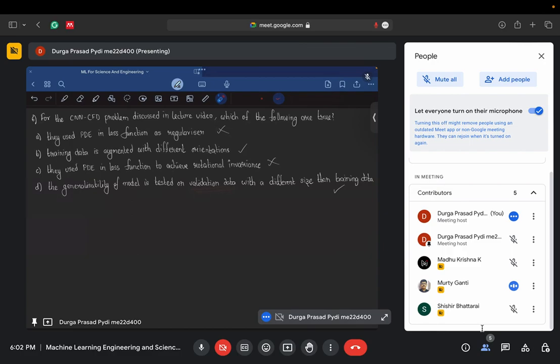Yes. Okay, so I think now you agree that the particular model that I have used is for the last option. They have used a different kind of testing data and they ensure that the model is generalizable.